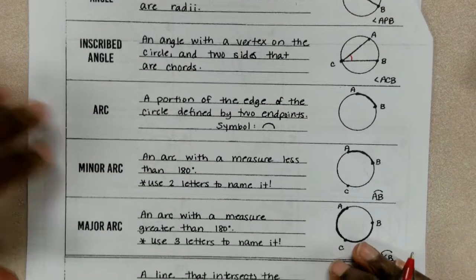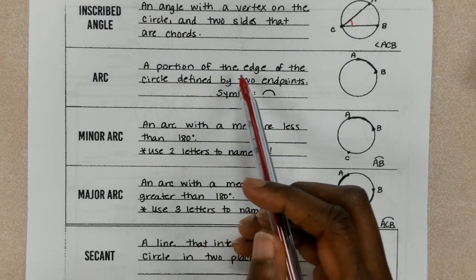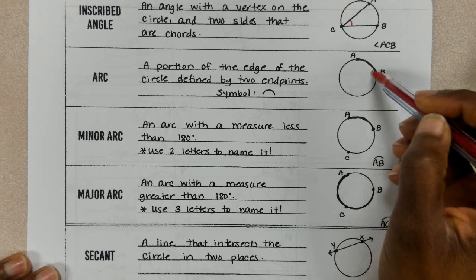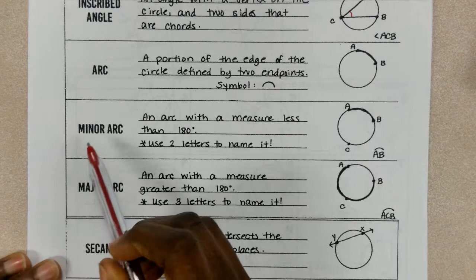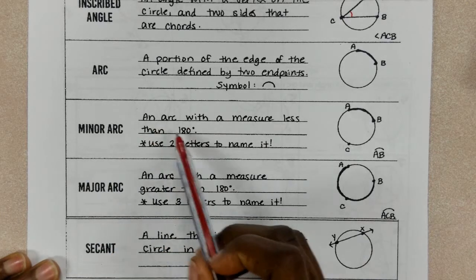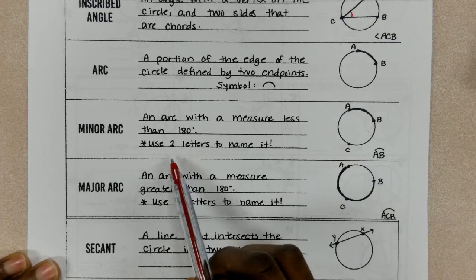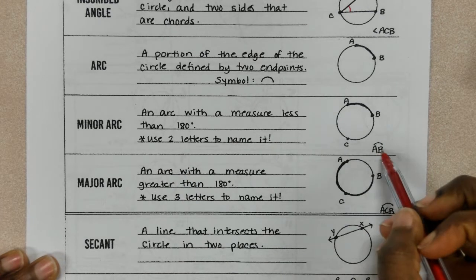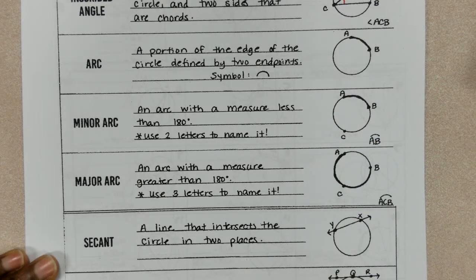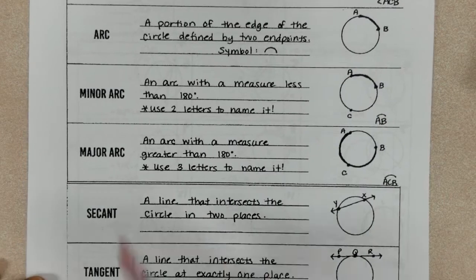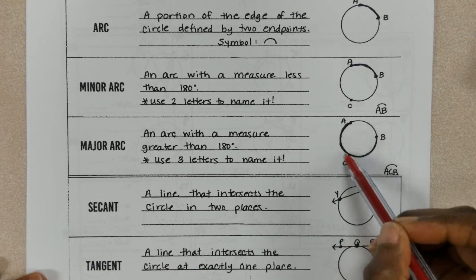Okay, then we had arcs. We talked about arcs last unit, but to go into a little more detail, an arc is a portion of the edge of the circle. So A to B would be an arc, and our symbol for that looks like a curve. If it's a minor arc, which means it has a measure less than 180, so it's less than halfway around the circle, then we just use two letters to name it: arc AB, arc BC, or even arc AC. If it's a major arc and the measure is greater than 180 degrees, we would use three letters to name it, like arc ACB.